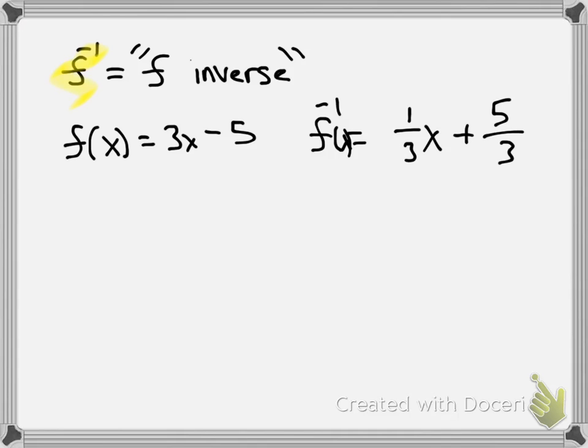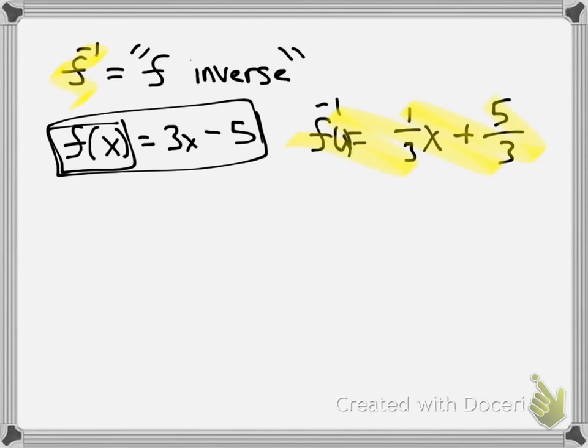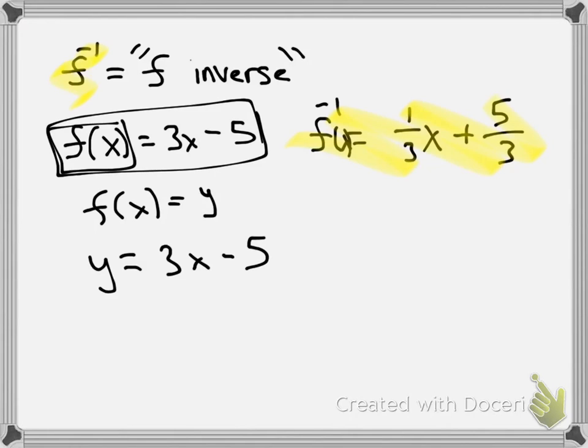If we're trying to verify this, all we need to do is use this original equation and find the inverse of it. When we find the inverse, we need to make sure that it equals this over here. So in finding the inverse, remember f of x equals y. We plug in y here, so we get y is equal to 3x minus 5. Before we solve for our y, we need to switch these. And then we can solve for our y.